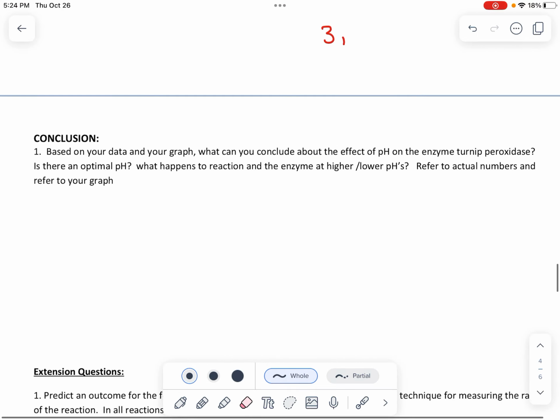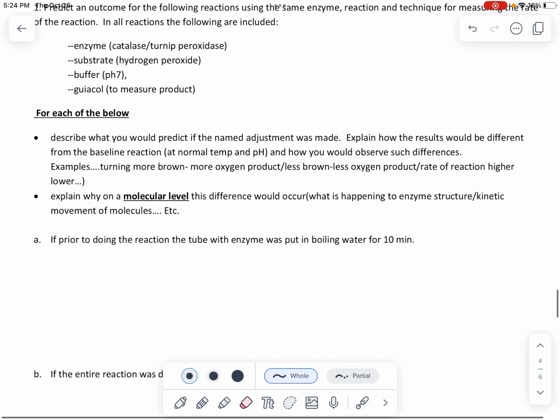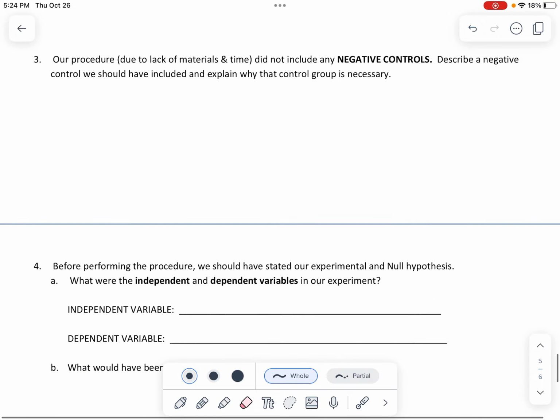So that's it, and then the rest is just answering questions. All right, so that is the lab.